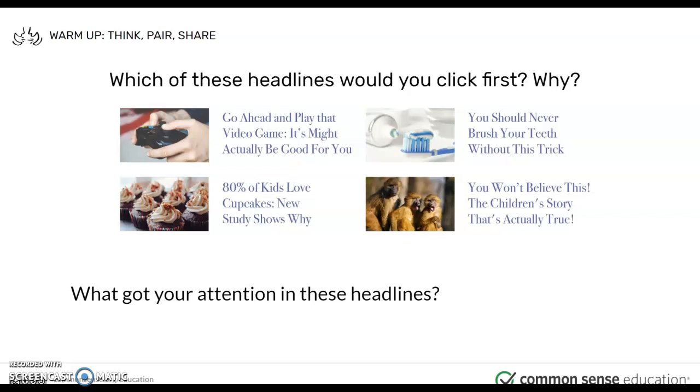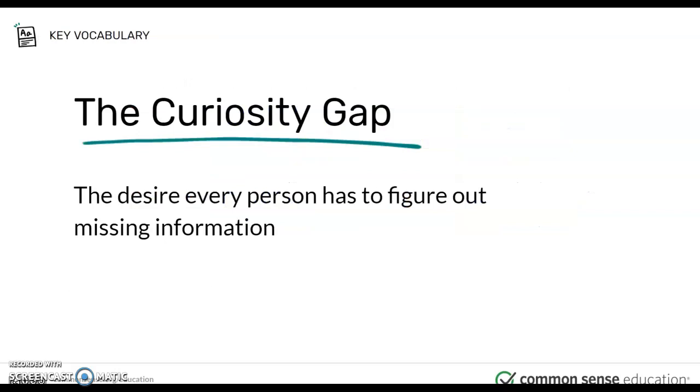Welcome back. All of these headlines were created to try to get you to click on them. They do this using something called the curiosity gap. The curiosity gap is the desire that every person has to figure out missing information. For example, think about your favorite actor or singer. Have you ever wondered where they were born or what they like to do in their spare time? Why do you think you are interested in that? It's because your mind doesn't like to have missing pieces or gaps in things that we know about. Each of these headlines is making your brain think that there is a gap in something you already know.